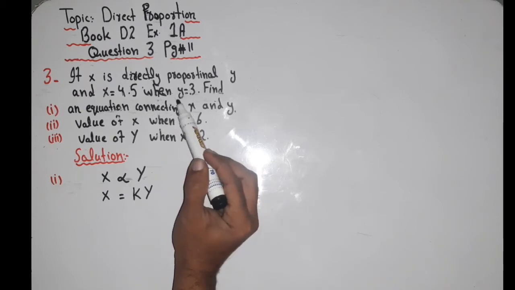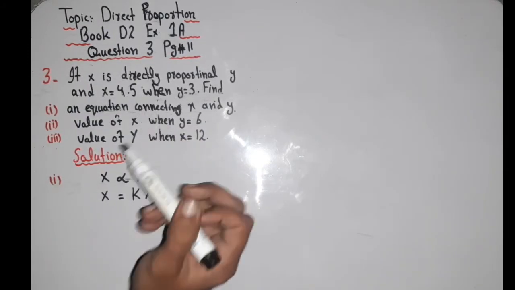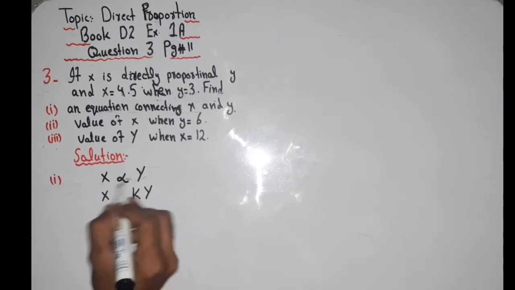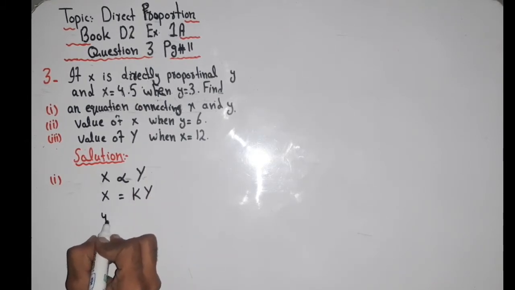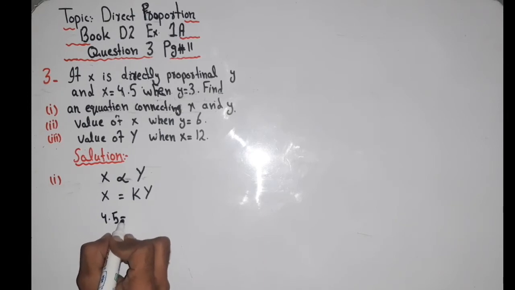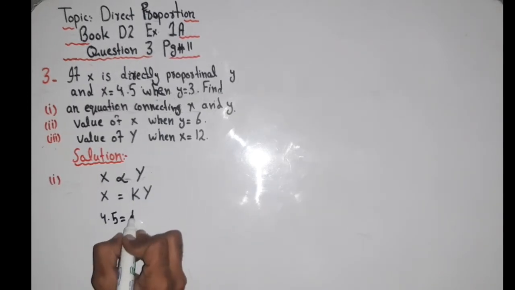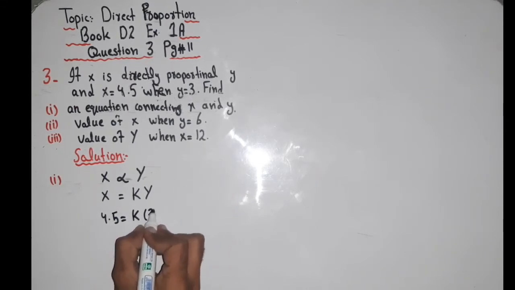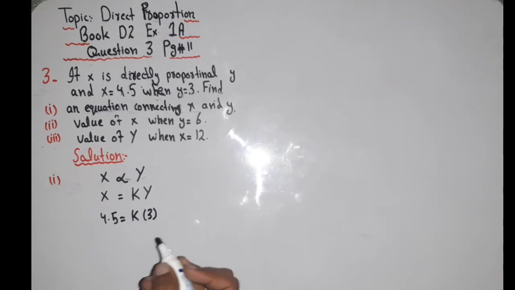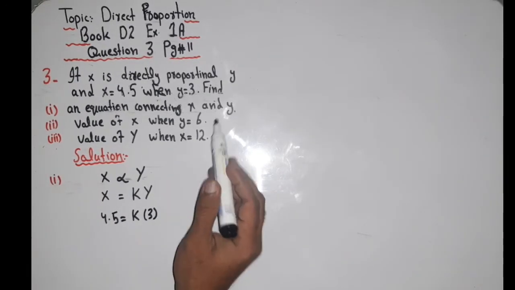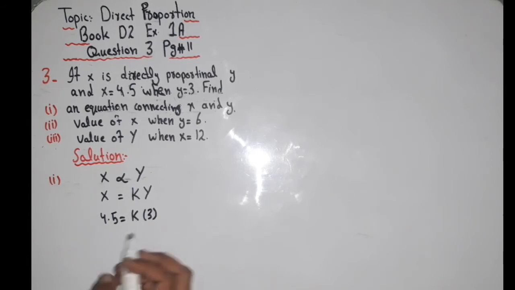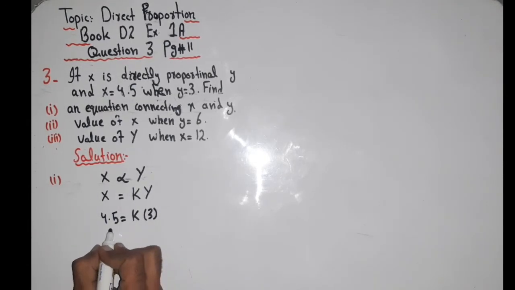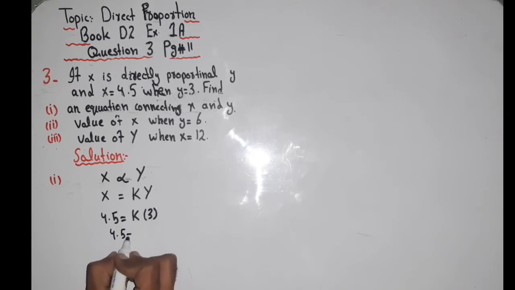x as well as y. The value of x is equal to 4.5. So we will use this equation: x equals 4.5. We don't have the value of k, and we have the value of y as 3. So k is multiplying with 3. First of all, to find an equation connecting x and y, we have to find the value of k. So k will be equal to 4.5 divided by 3.